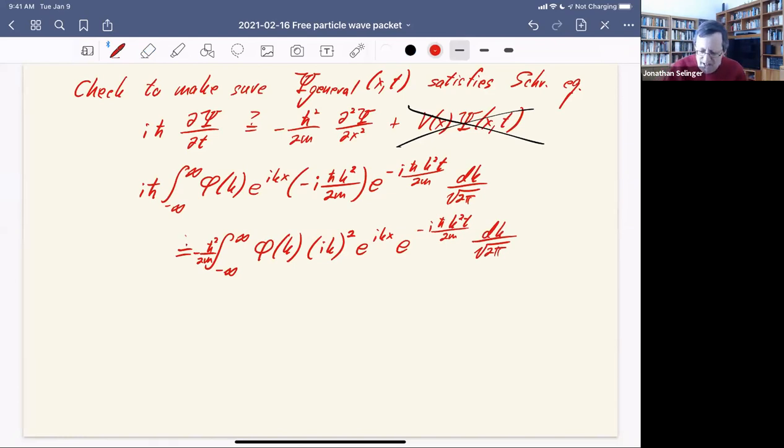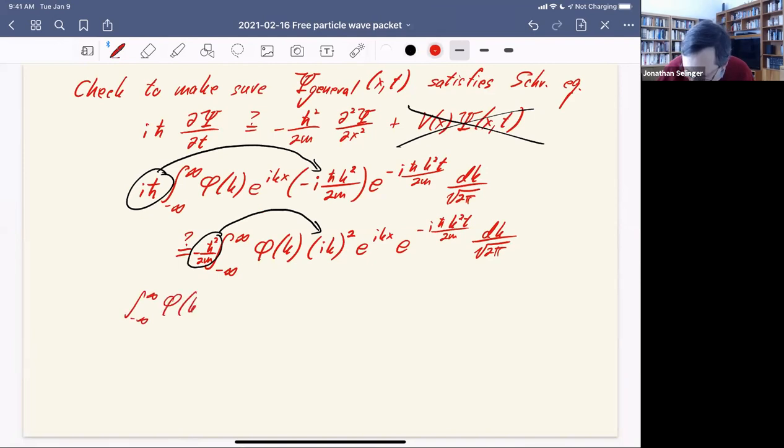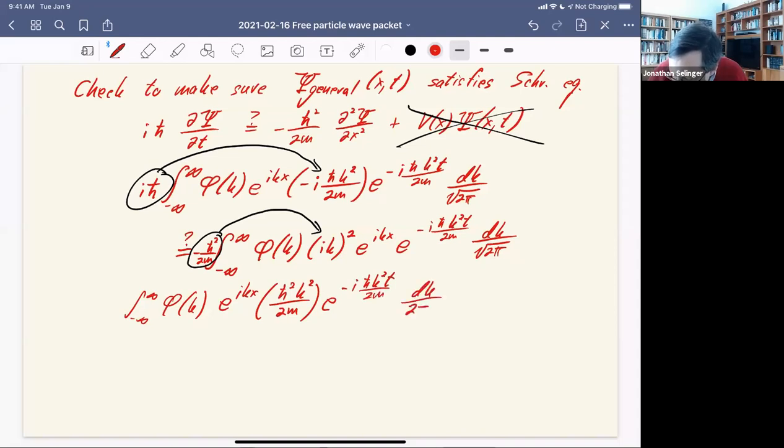Okay, so is this equal? Well, let's check. The point is, I just want to take these factors in front and put them in there, and likewise this factor in front and put it in there. So what I get is this integral. This is boring to keep writing all the time. i times negative i is 1. And so then there's h bar squared k squared over 2m, times the exponential, k squared t over 2m, dk over root 2 pi.